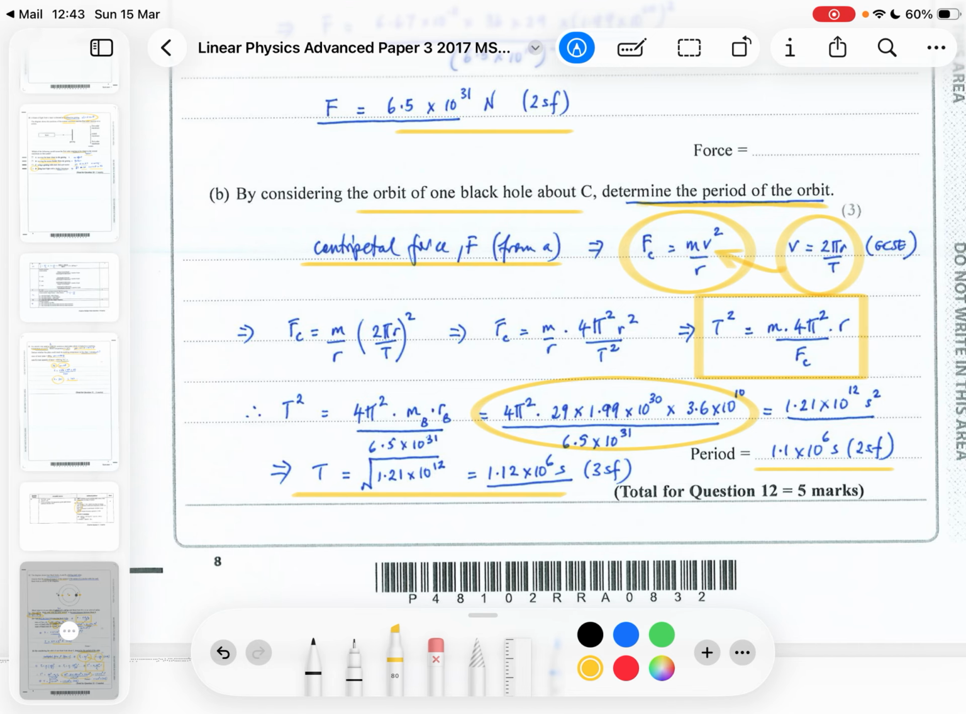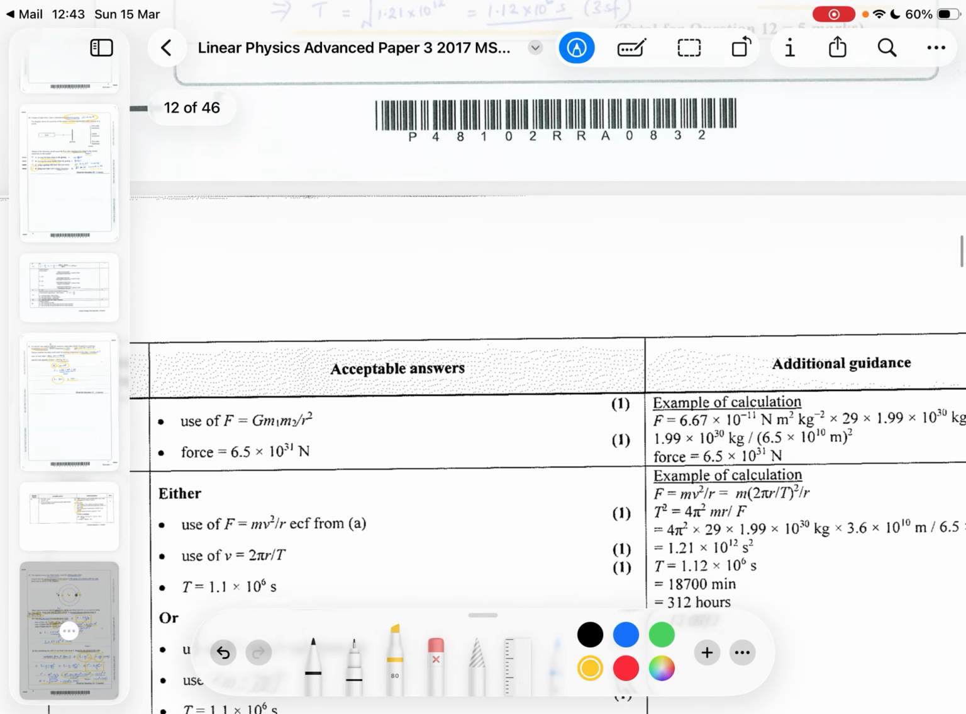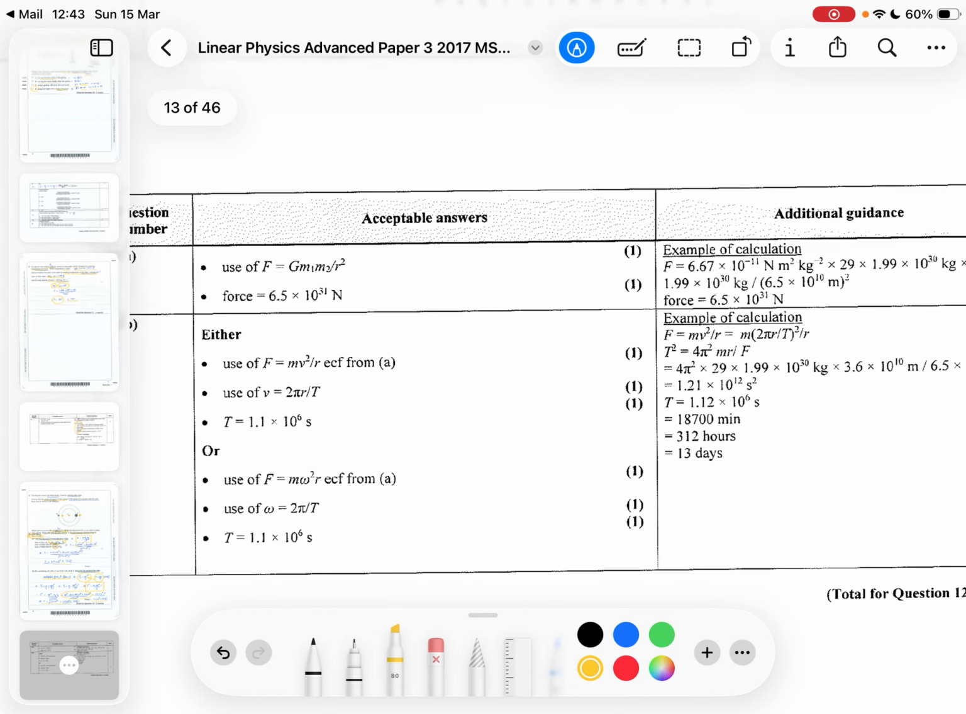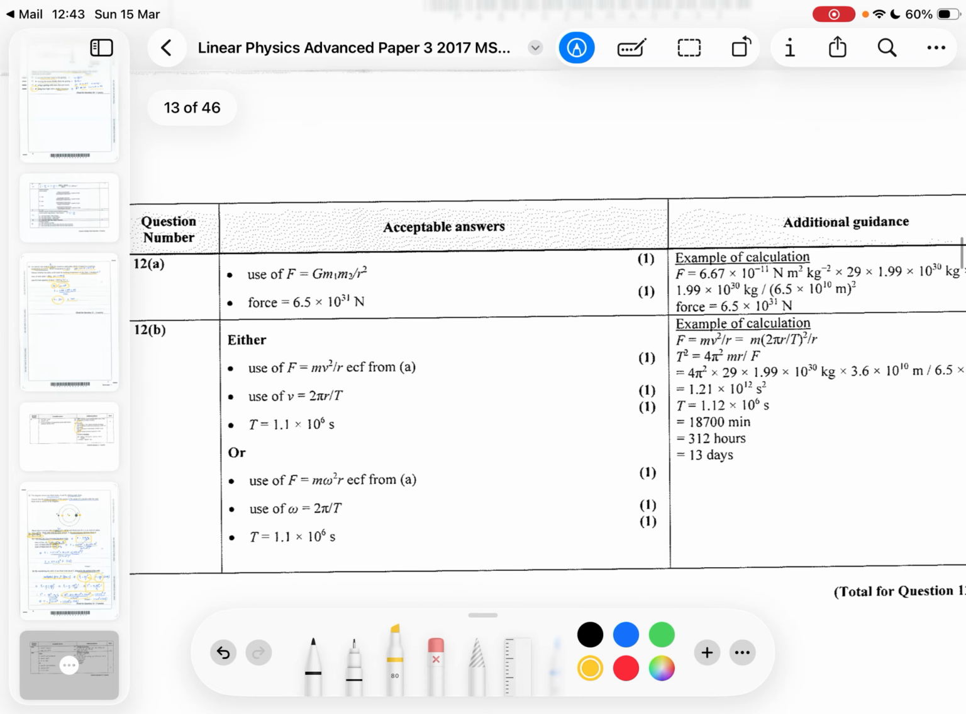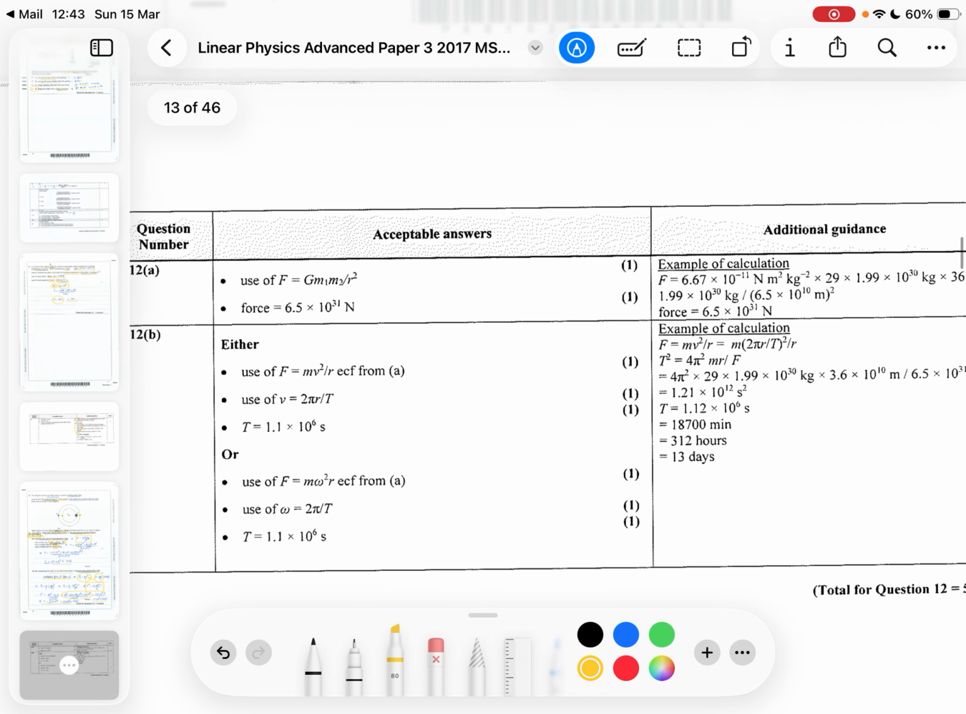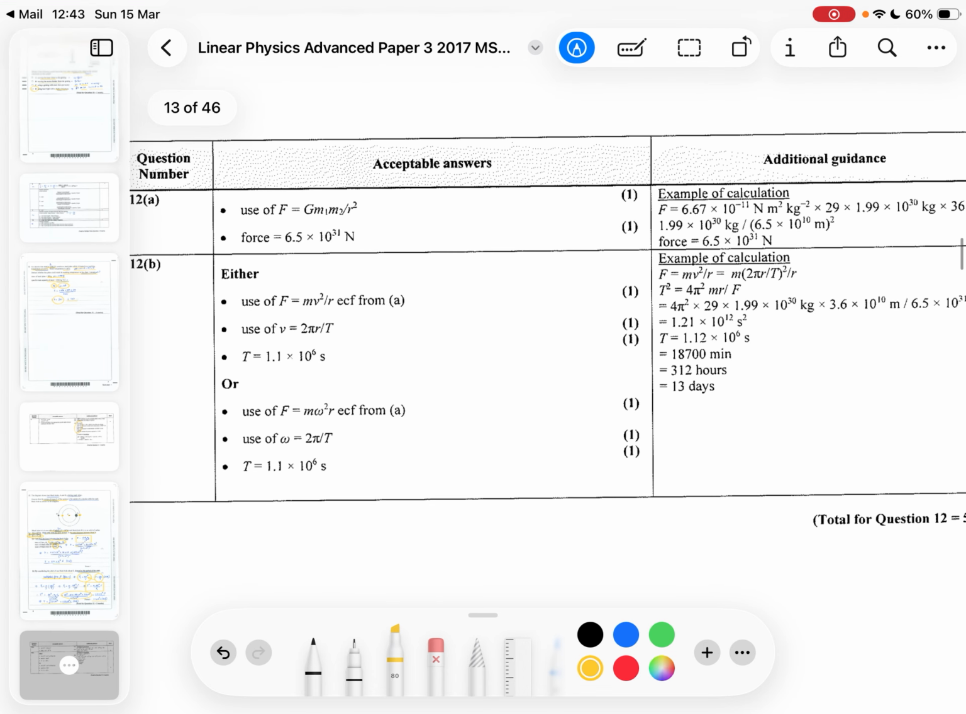Okay, the mark scheme will show you how they are allocating the marks for each part. I'll let you stop the video if you wish to have a longer look at it, because you can also use omega squared r instead of v squared over r. Now this is a really common question, so you've got to get used to this.